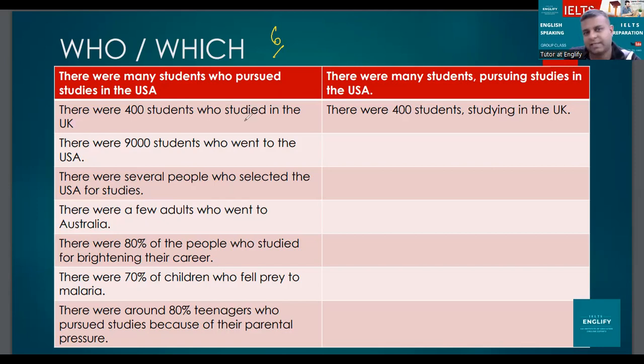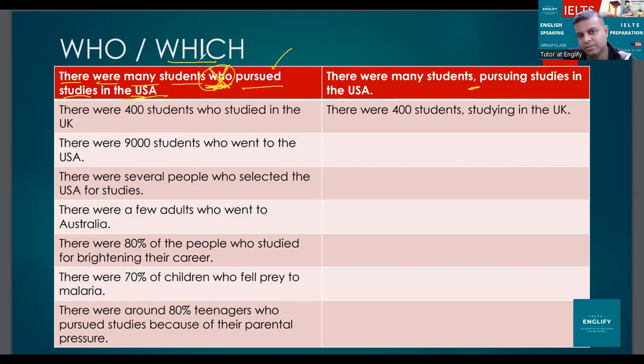Now in this, let's take an example. There were many students who, subordinate conjunction, pursued, your verb, past participle, studies in the USA. With USA, UK, we always put the, okay? Now I'm speaking the, not the, because it's a consonant sound. Over here, there were many students, comma, pursuing studies in the USA. This is the only thing that you need to change, where you are going to just cancel. You are not going to use who or which.